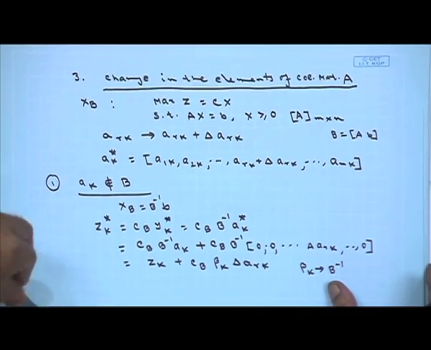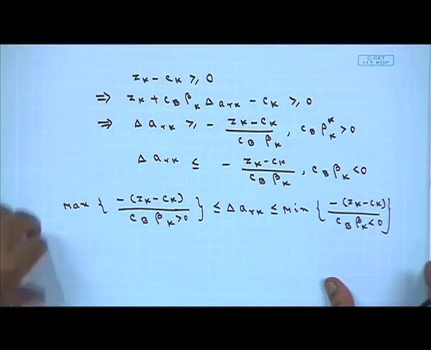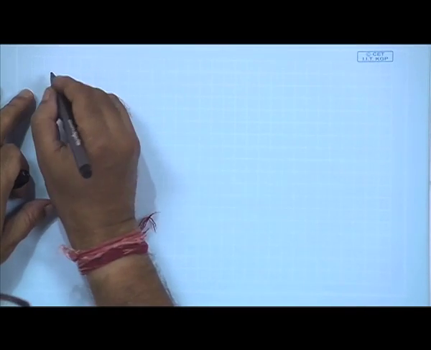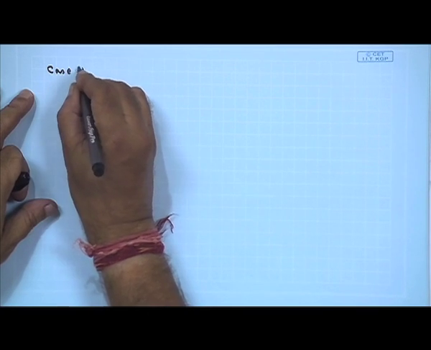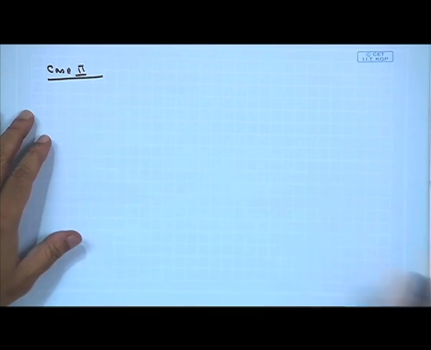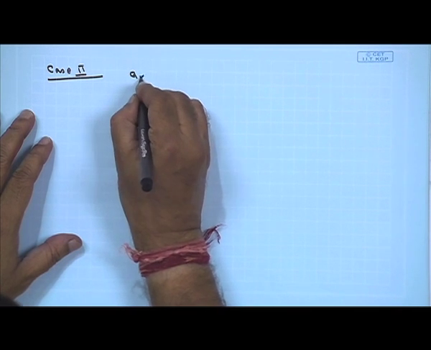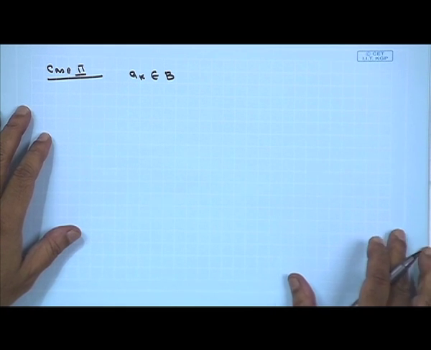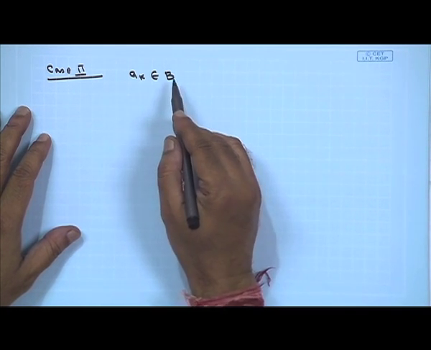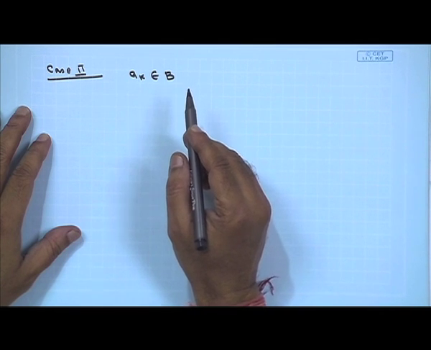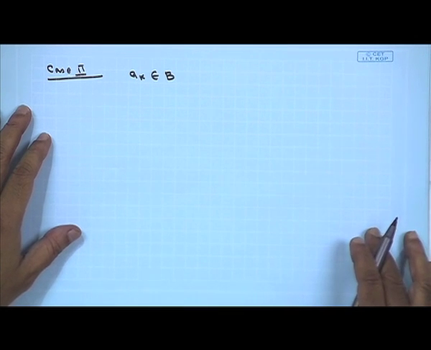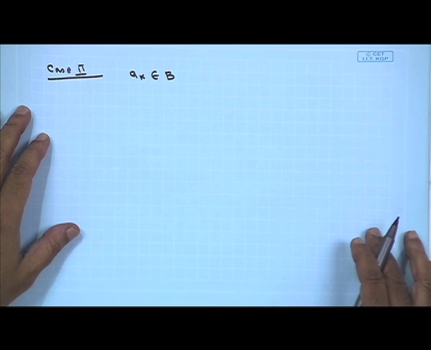Now, let us see the second part, that is whenever your A k belongs to B, that is your case 2. Case 2 is when your A k belongs to B. So, in this case, since A k belongs to B and x b equals B inverse b, it may happen, two cases may arise. One case is feasibility remains unchanged and second case is feasibility will be changing.